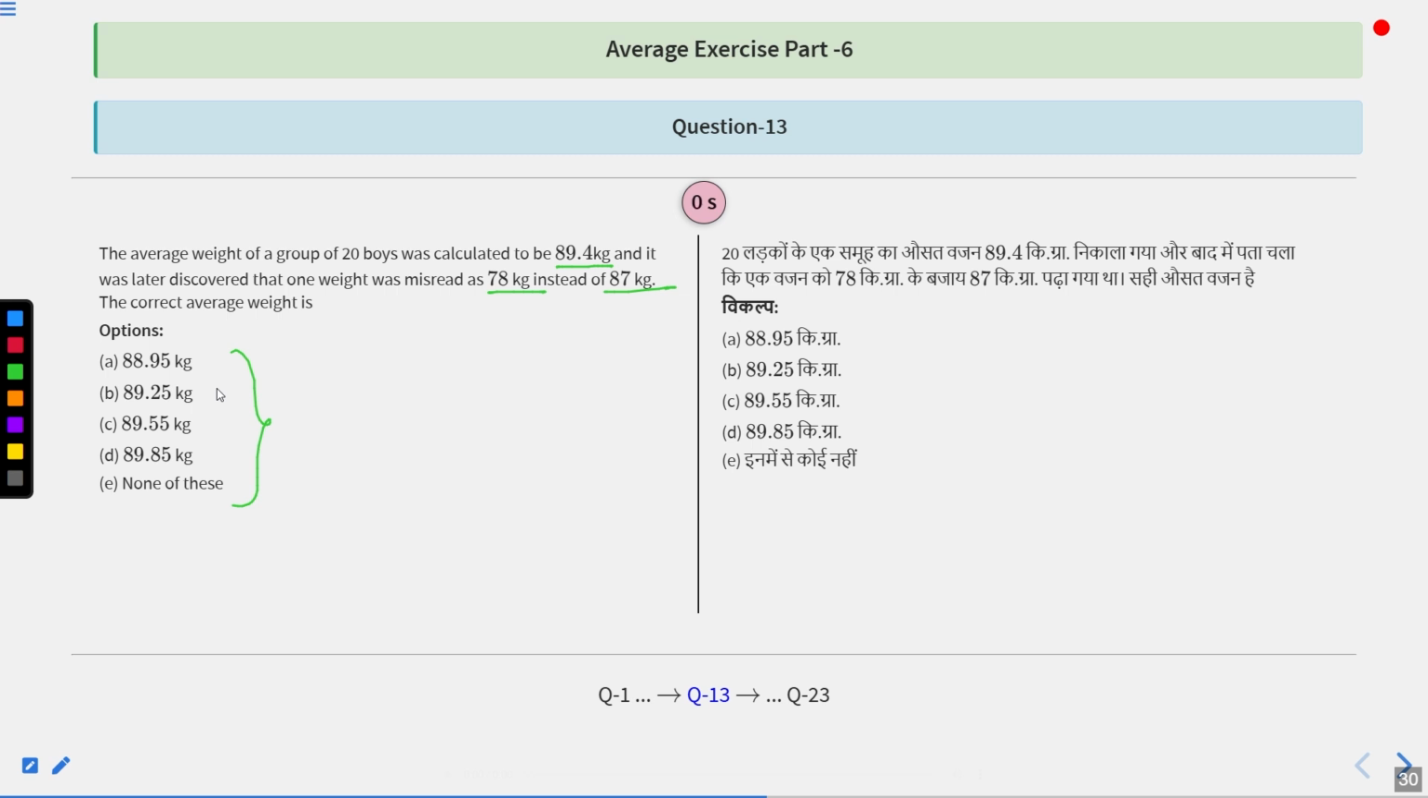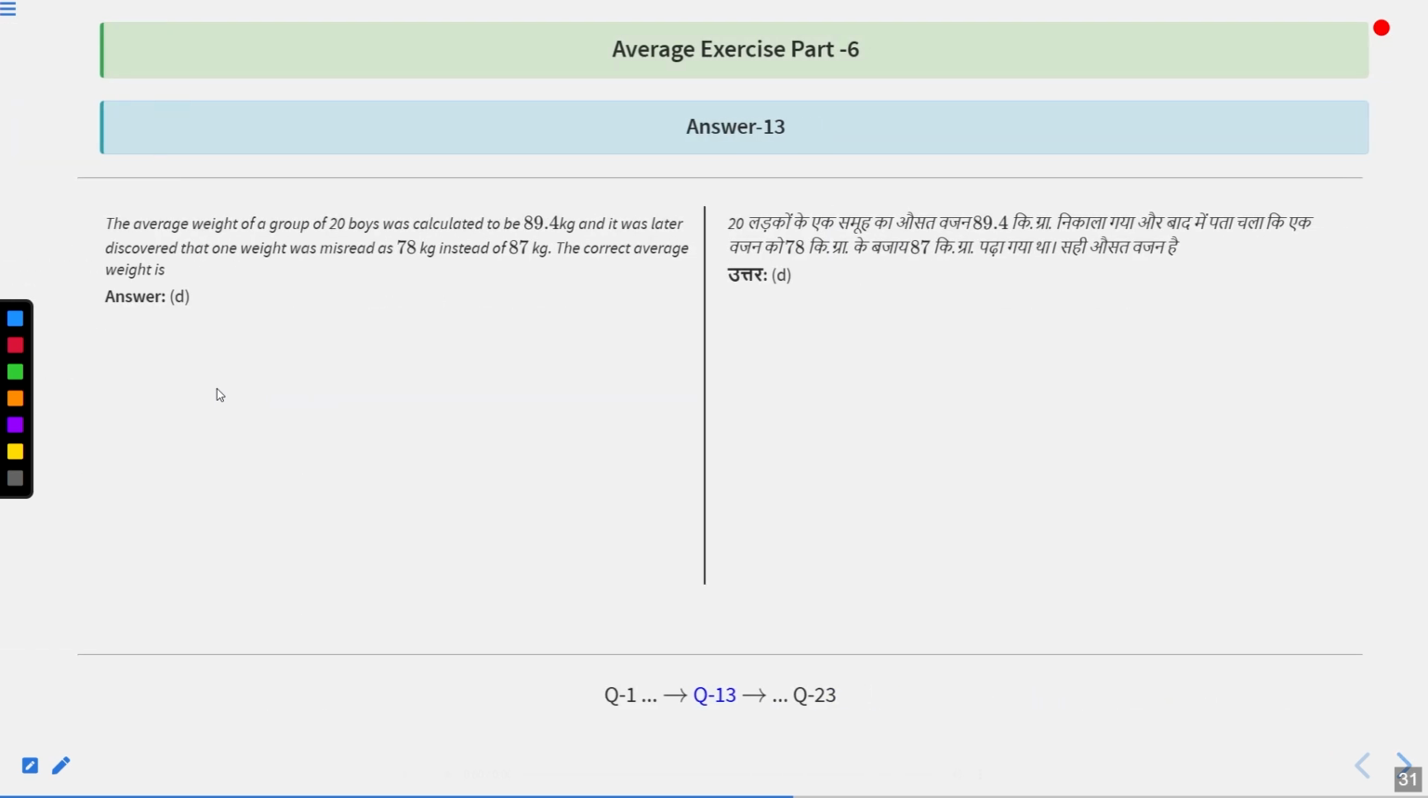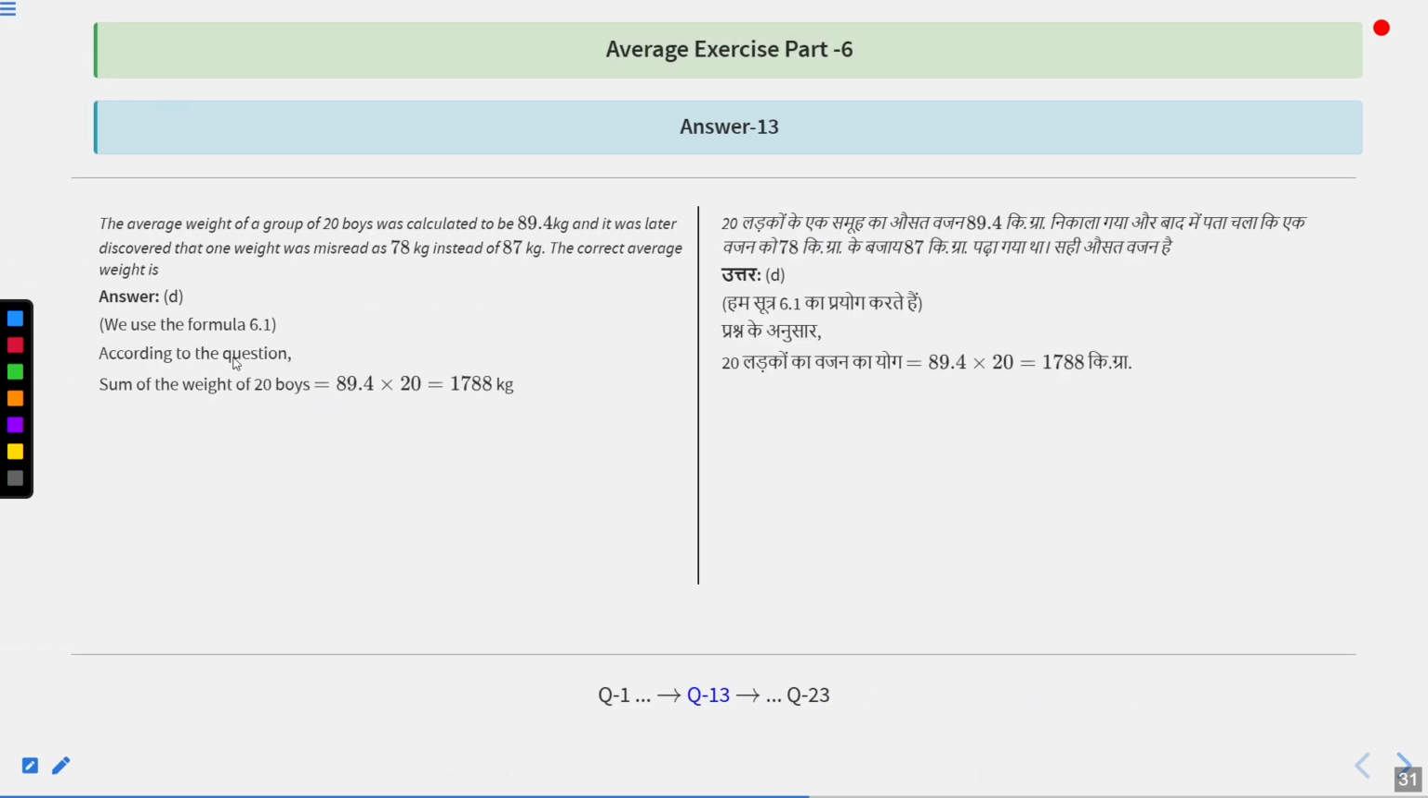Now time's up. Let's see the solution. We use formula 6.1. According to the question, the sum of the weights of the 20 boys will become 89.4 multiplied by 20, which is 1788 kg. Now our new average will become, because one weight is misread as 78 instead of 87, so what we can do is subtract 78 and add 87 and divide by the total number of boys. So we get the new average, which is 89.85 kg. This is the correct answer.